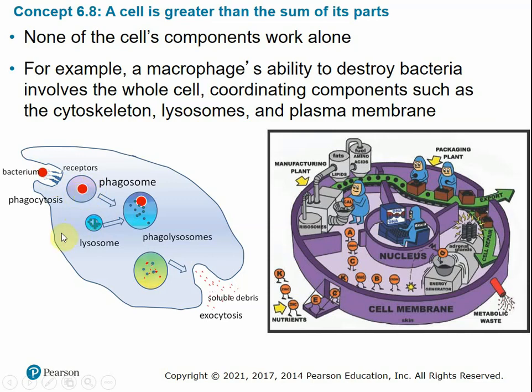We'll have to synthesize digestive enzymes and package them into a lysosome, and then form that phagolysosome. So now we can digest that bacteria. And then we'll have to undergo exocytosis to dispose of the cellular debris, or the leftover components, after the digestion of that bacteria. You can think of the overall cell kind of like a factory.